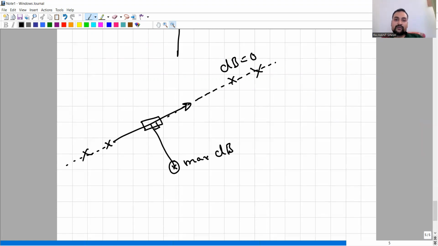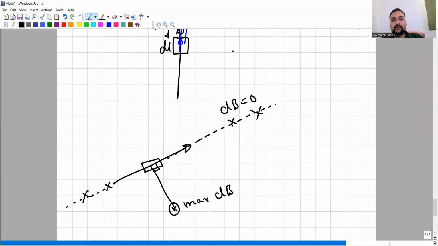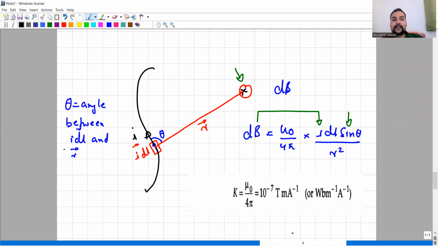For all these points along the line, dB will become 0. So it is very important that the magnetic field depends upon the angle theta. And what is angle theta? Don't forget, theta is the angle between the dl and the r vector. So our Biot-Savart law: dB is equal to mu naught by 4 pi. Again, this is a constant, and then I dl, the current element, sine theta, and then inversely proportional to r square.